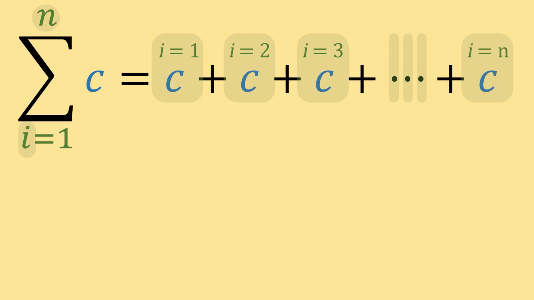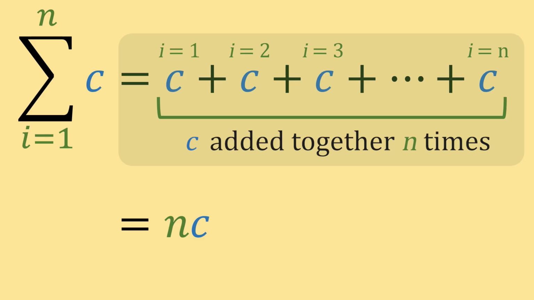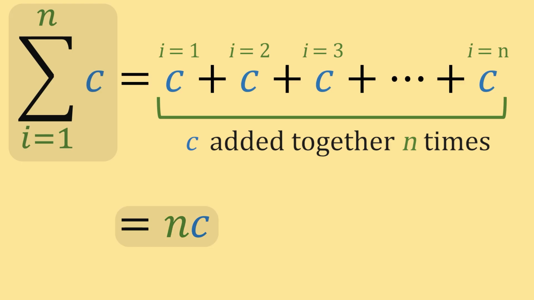How many c's do we have in this expanded sum? Well, we have n c's added together. Adding c to itself n times is just the same as n times c. So this expanded sum is equal to n times c. We can rewrite the sum from i equals 1 to n of c as n times c.